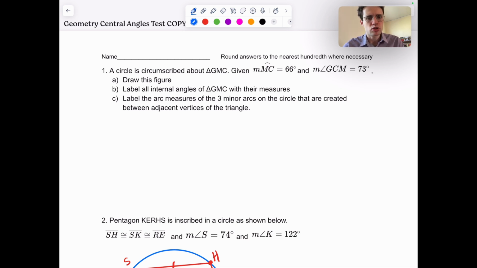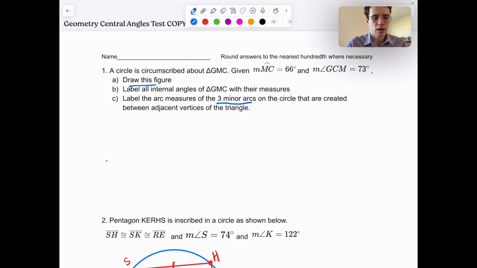A circle is circumscribed about triangle GMC. So basically GMC is inscribed inside of the circle. Given that the measure of arc MC is 66 degrees and the measure of angle GCM equals 73 degrees, we need to draw this figure, label all the internal angles of triangle GMC with their measures, and label the arc measures of the 3 minor arcs on the circle that are created between adjacent vertices of the triangle. All right, so let's take this one point at a time.